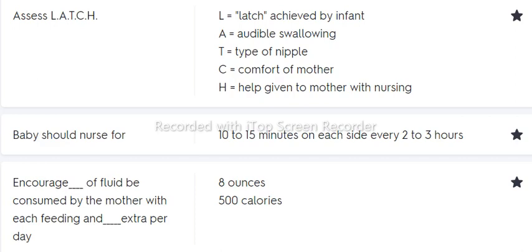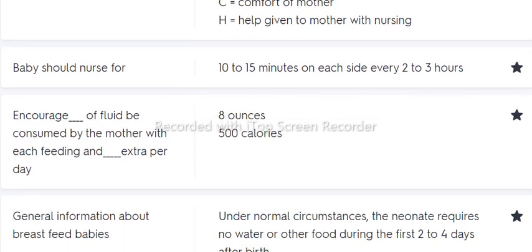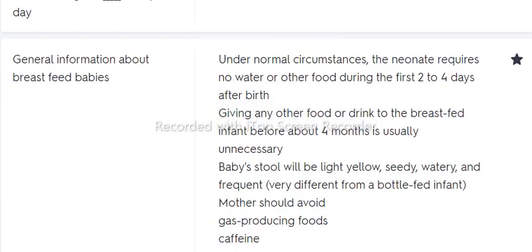Baby should nurse for 10 to 15 minutes on each side every 2 to 3 hours. Encourage fluid to be consumed by the mother with each feeding and extra per day. 8 ounces, 500 calories. General information about breastfed babies.